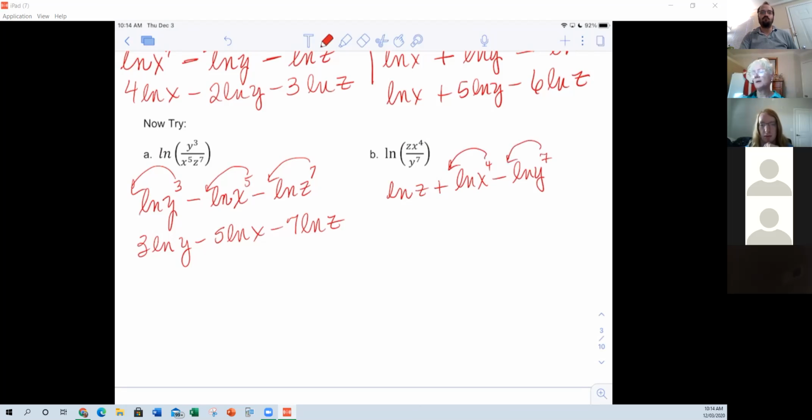All of these problems had ln's in them, but it's the same if it's log of any base, since they have the same properties. So you could do it no matter what the base of the logarithm is.